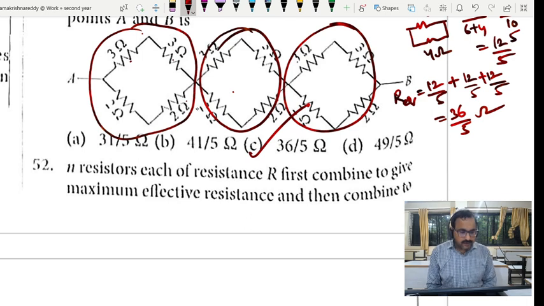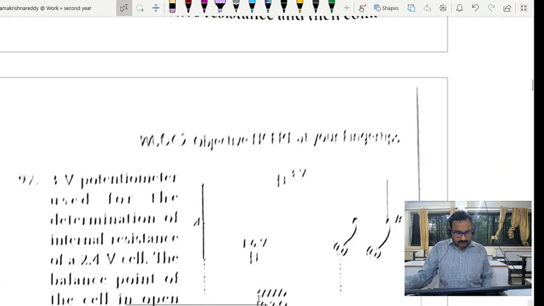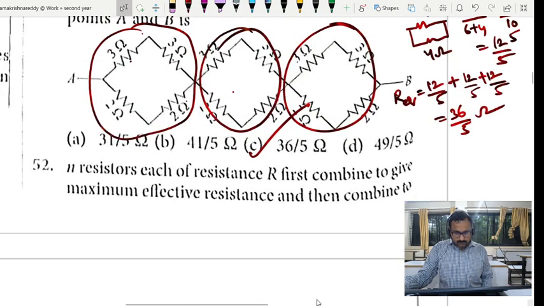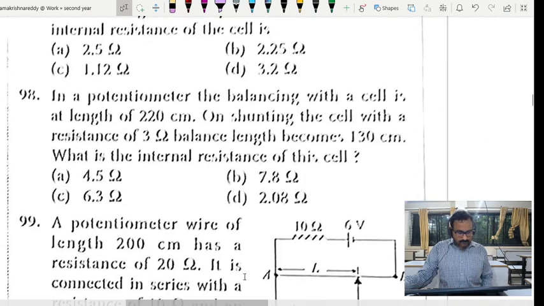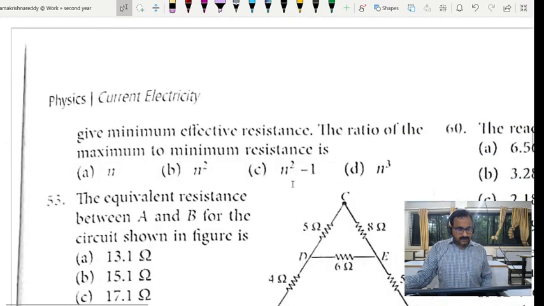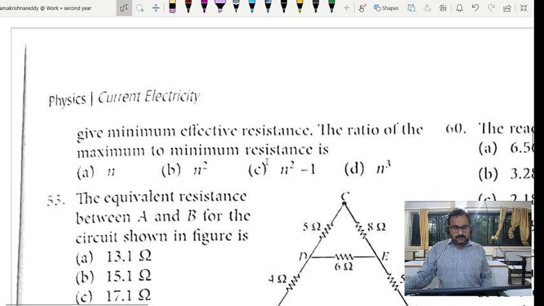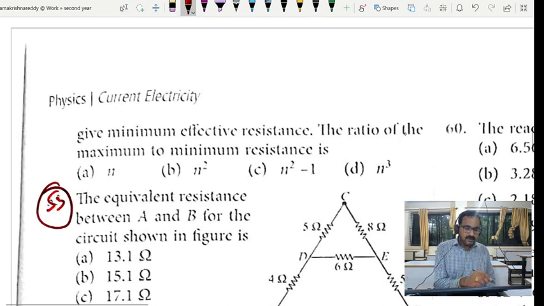Next one, question 52. N resistors each of resistance R, first combined for maximum effective resistance. Then minimum effective resistance. The ratio of maximum and minimum effective resistance they are asking. R max by R minimum.